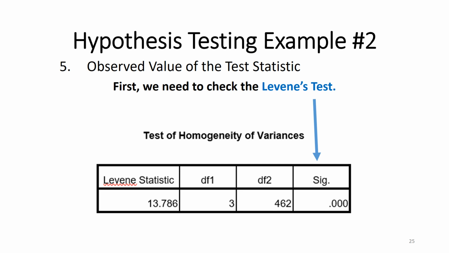Now this is where this one is going to differ from what we saw in our previous example. Before we can report our observed value of the test statistic, we need to review the test for homogeneity of variances, the Levene's test. You'll notice here the sig, or the p-value, is 0.000. It doesn't mean it's absolutely 0, it just means it's really small, and when SPSS rounds it out, it just comes out as 0.